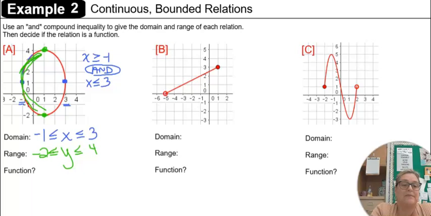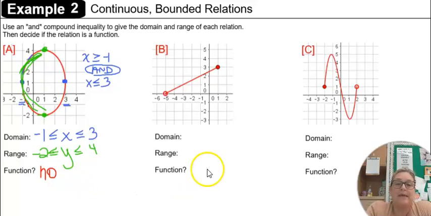Okay, does this ellipse pass the vertical line test? No, it does not. So this is not a function. Okay, when your interval has real number endpoints, so for instance, the domain is between -1 and 3, the range is between -2 and 4, those are real numbers, and that we call a bounded relation. A bounded interval. So we have a bounded interval for the domain and a bounded interval for the range.